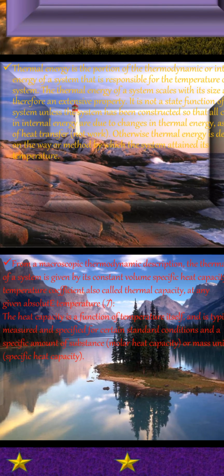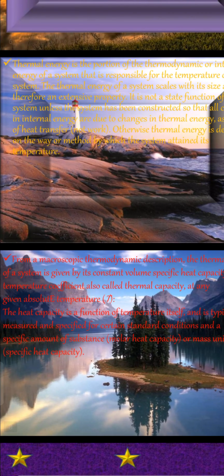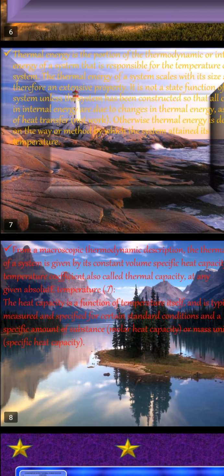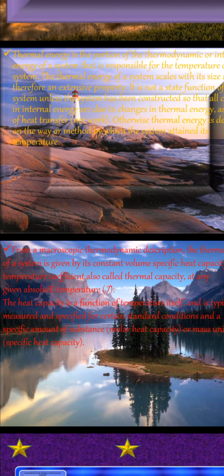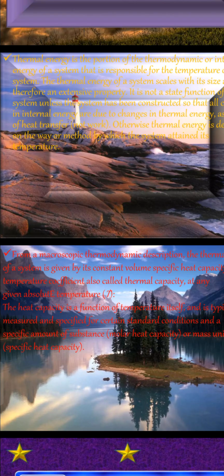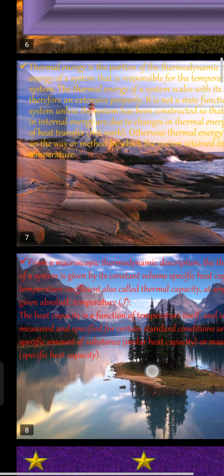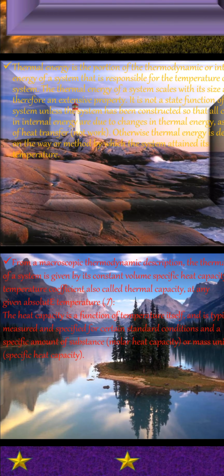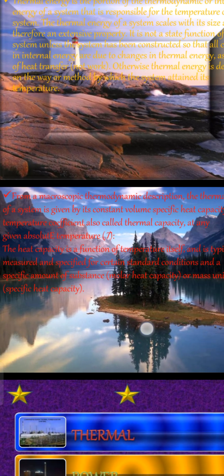Otherwise, the thermal energy is independent of the method by which the system obtains its temperature. For example, in the macroscopic thermodynamics description, the thermal energy of a system is given by its constant volume specific heat capacity Cv, a temperature coefficient, also the thermal capacity at any absolute temperature T. Heat capacity as a function of the thermal energy itself is typically measured and signified for the substance under standard conditions, per specific amount of substance, as molar heat capacity or, in mass units, specific heat capacities.